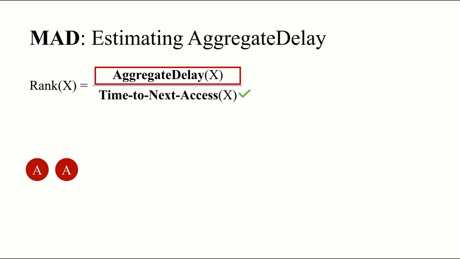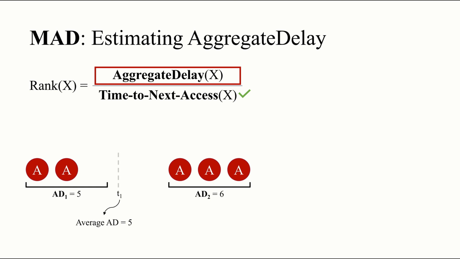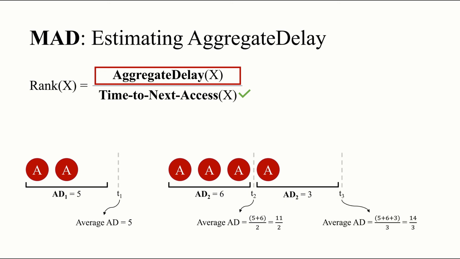Let's say we have Z equals 3, and we see 2 consecutive requests to object A. At time t1, we would compute object A's average aggregate delay as 5. Later, we have 3 consecutive requests to A. At time t2, we would update our estimate of A's aggregate delay as the average of the latency costs seen so far, yielding 11 over 2. If both requests to A appear immediately afterwards, we would once again update our aggregate delay estimate at time t3.